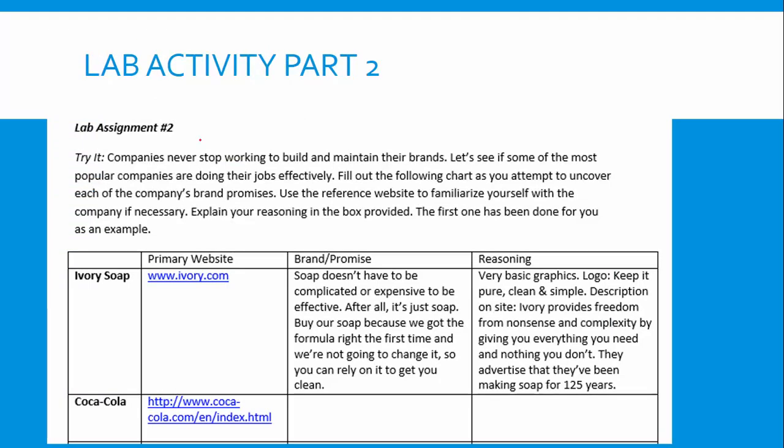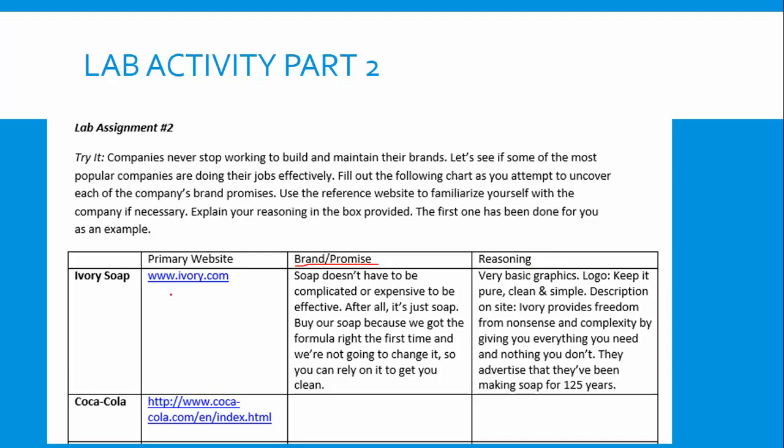Part 2 is looking at different types of products. So for example, Ivory soap right here. You're going to look at a couple more down here. Coca-Cola would be the second one. You want to look at what their brand promise is. So you're going to find out the brand promise, and that'll go in the second column. And then you're going to tell me why. What's the reasoning behind it?